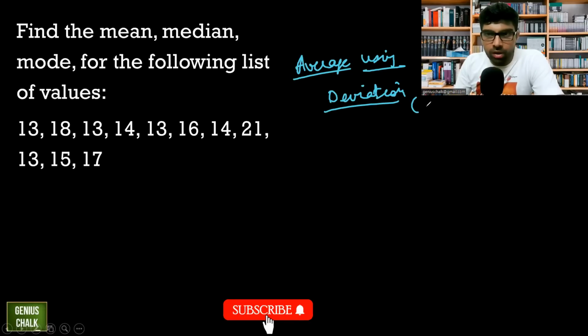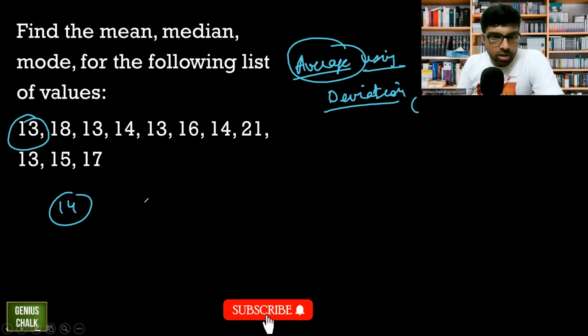Deviation means difference. So let's say I'm having these numbers, so mean, median, and mode. First, we're discussing average, so let's finish it first. Let's take some number as the average, a random number. Let's say 14 is the average. So it is -1. 18 is +4. 13 is -1. 14 is 0. Just write the difference.